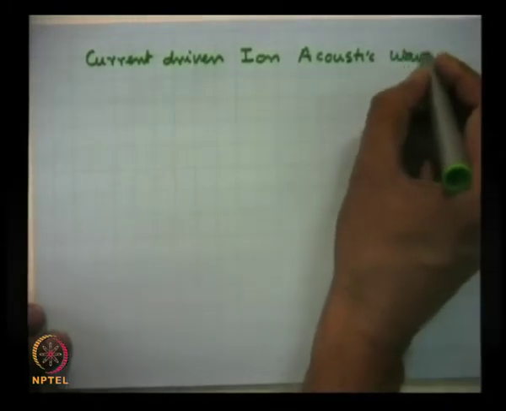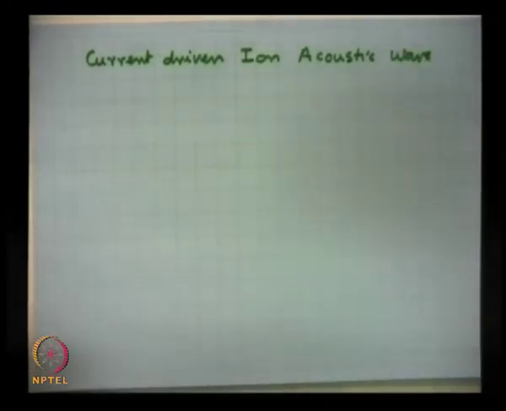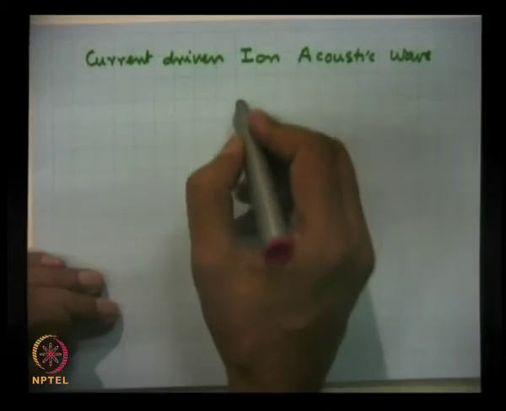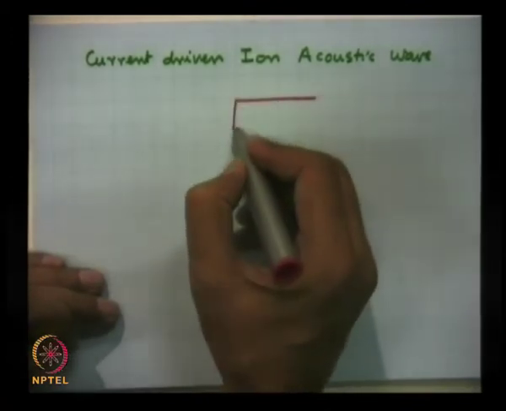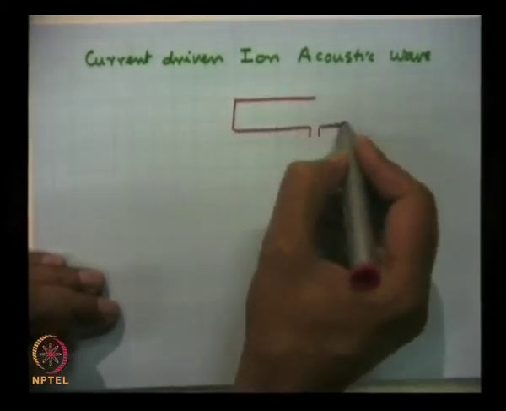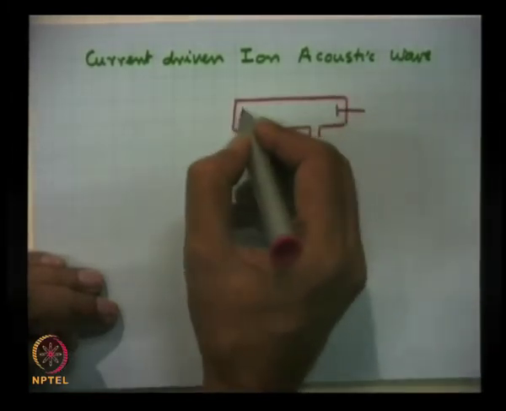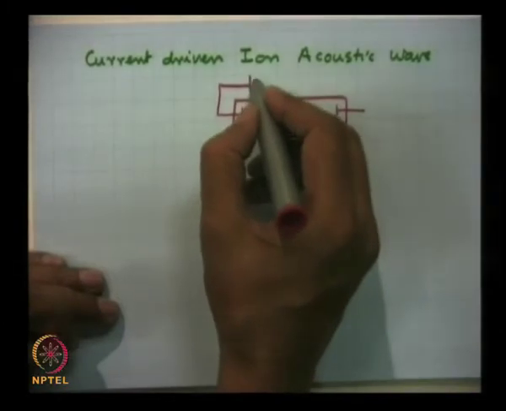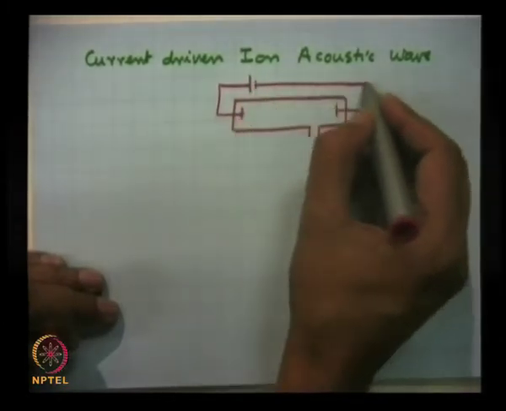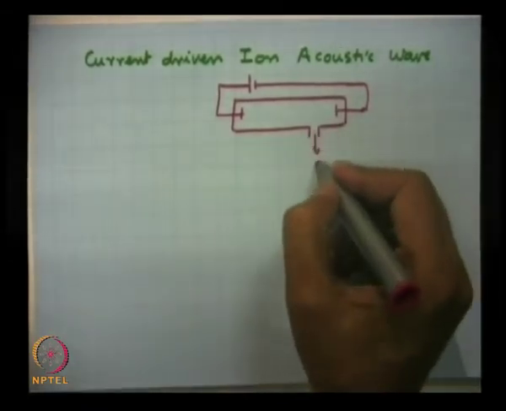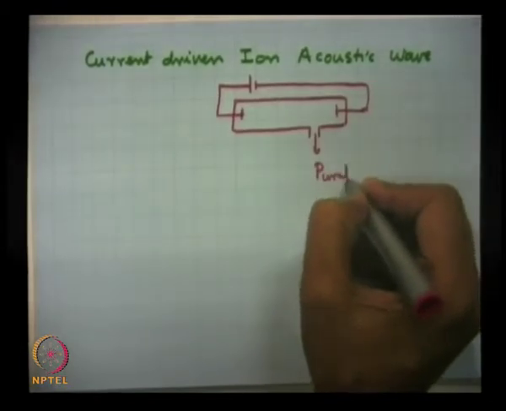Or simply ion acoustic instability. This system is rather simple. If you take a plasma somewhere and put two electrodes to which you can certainly apply a potential difference, pass a current in the plasma. The distribution function, and there is a pump here, so that you can create a vacuum.